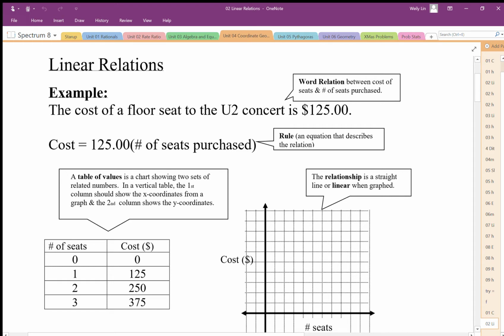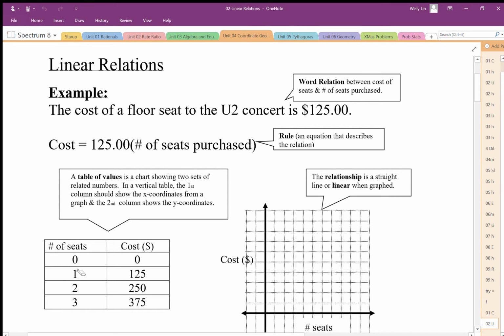Okay. So in this example, it says the cost of floor seats to some concert is $125. So the calculation to calculate the cost is going to be cost equals $125 per ticket times the number of seats purchased. And our table looks like this.